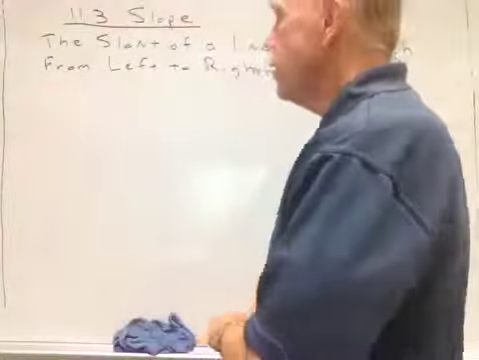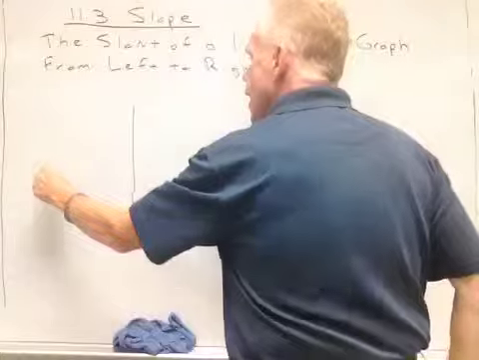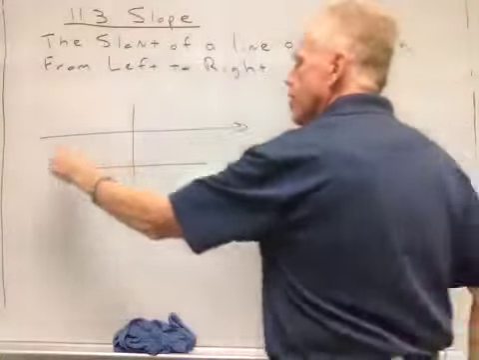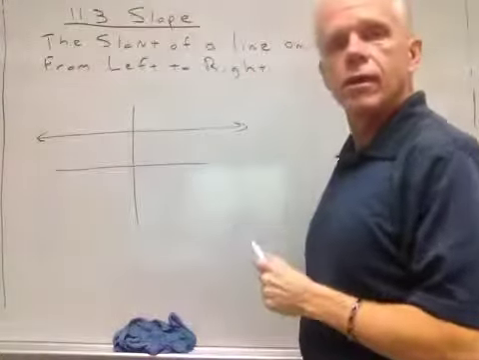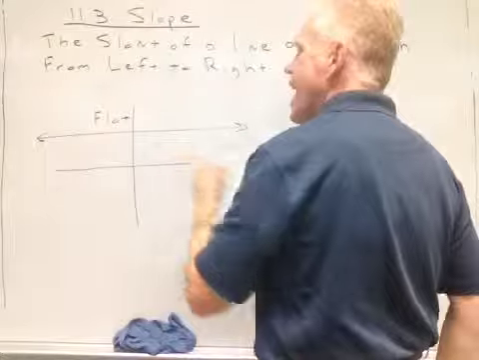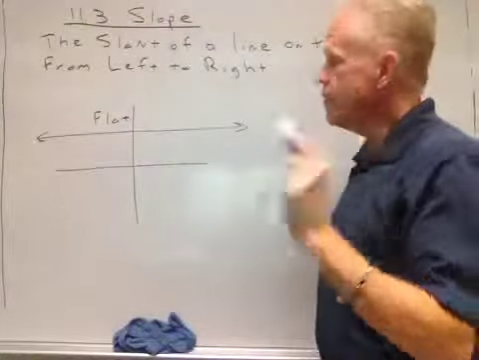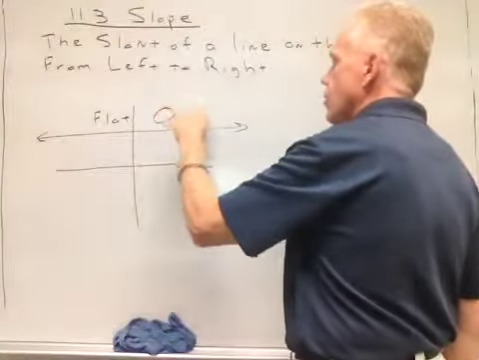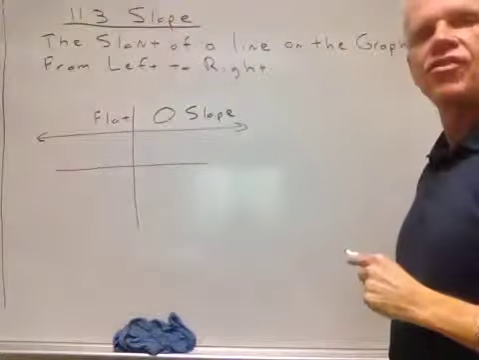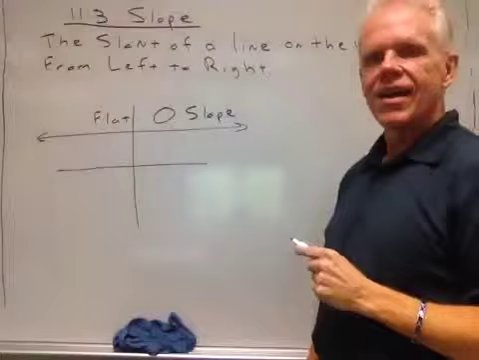Let's just take a quick look. If we have a line on a graph that doesn't go uphill, doesn't go downhill, that baby is just flat. It's a flat line. If it's a flat line, it has a zero slope. Flat has zero slope. Okay?